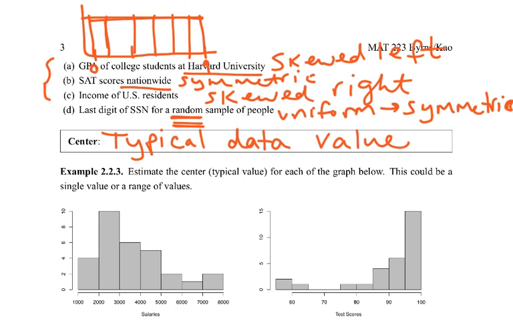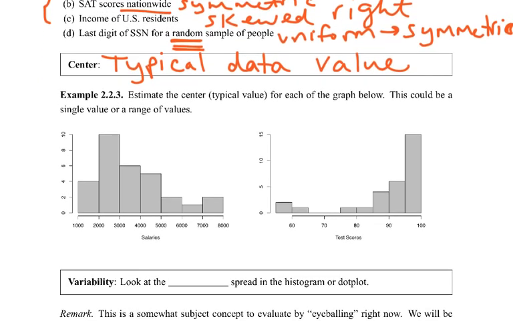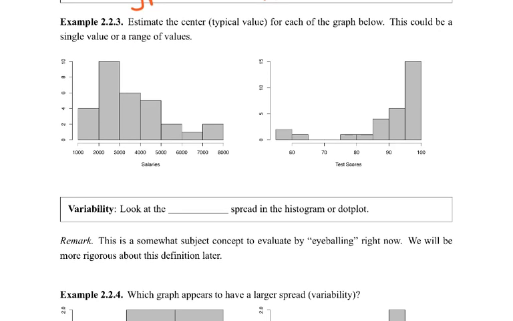And right now this is a little subjective. When we get to chapter 3, we'll have some more concrete ways of identifying what the center is for different types of data. But for now, let's just remember it's a little subjective. You can give me an answer that's either a single number or a range of numbers. It's kind of up to you. When we work the problems in my math lab, you'll see how they want you to answer them.